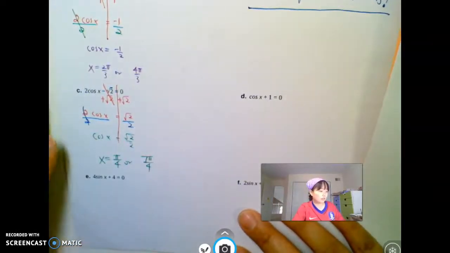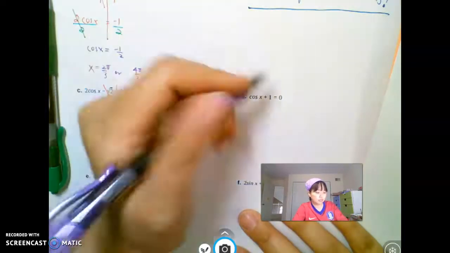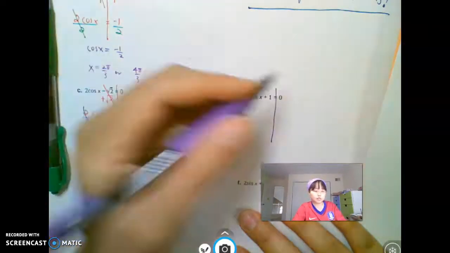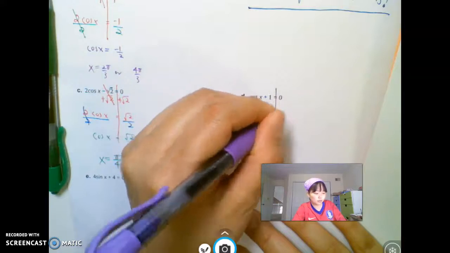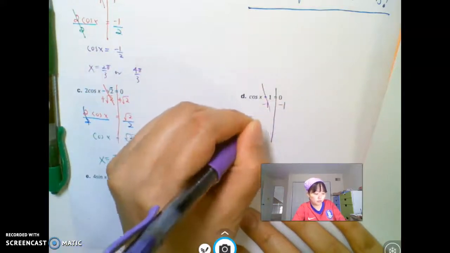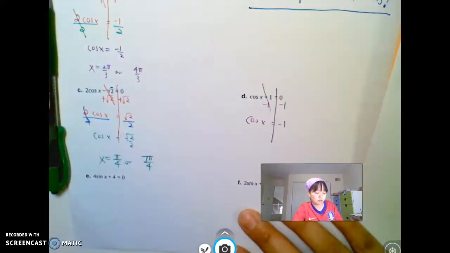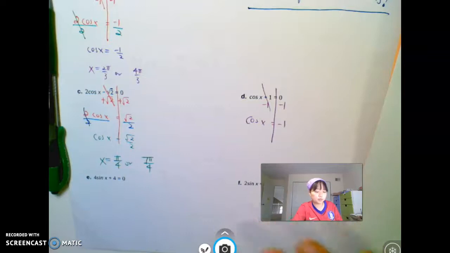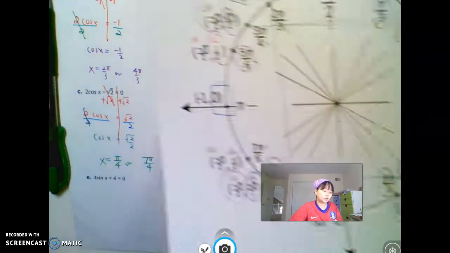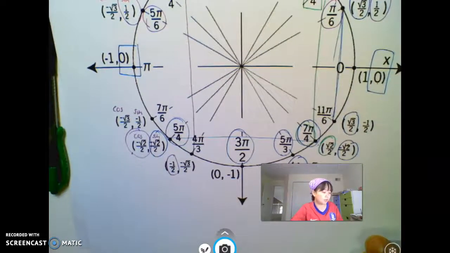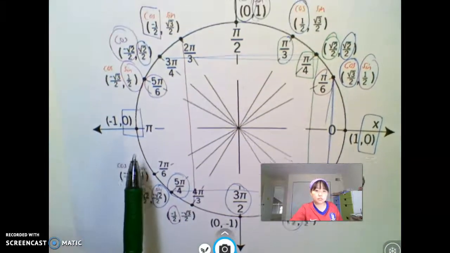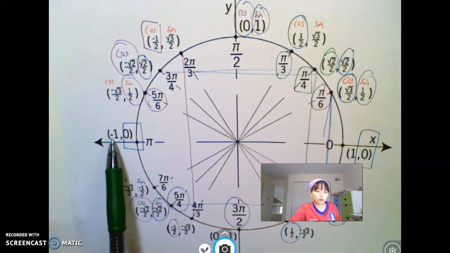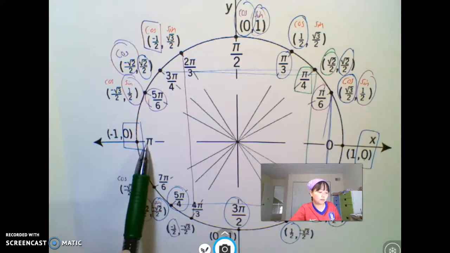Good. Let's do D. Is there something to add or subtract? Sure, there is a -1. Is there something to divide or multiply? Nope, we already got it. So cosine of x is -1. So cosine is the x coordinate. Look for the -1 in the x coordinate. You see, there is only 1. So it's only pi.